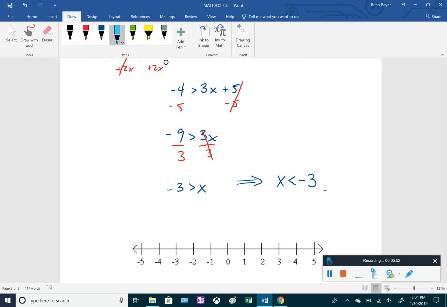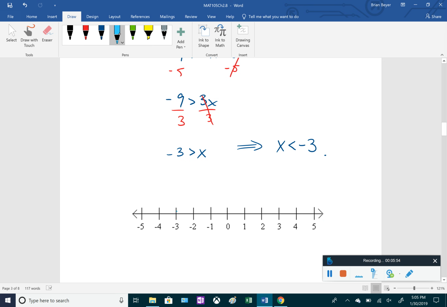So everything less than negative 3. So here's negative 3. So this time it is not or equal to, it's just less than. So I am not putting an or equal, I'm not closing the circle on negative 3, I'm leaving it as an open circle. So it's everything less than negative 3. So put an arrow to the left and it would look like that.